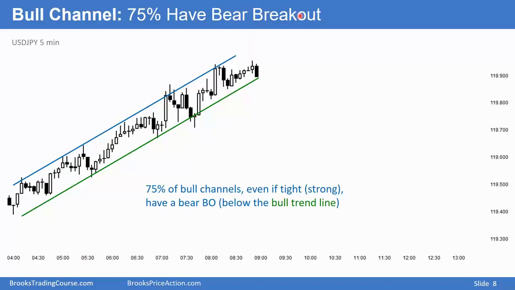Breakout, and then another channel, and eventually a trading range. As strong as this bull trend is, we got a bear breakout. The bear breakout was not a bear trend. It was a sideways tight trading range, and that is common. But it's still a bear breakout. Here's the bull trend line, the bottom of the channel, and by the market simply going sideways, it broke below the bottom of the channel.